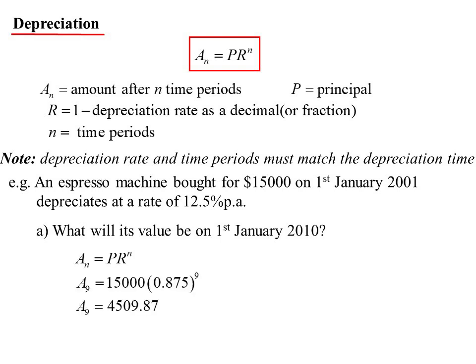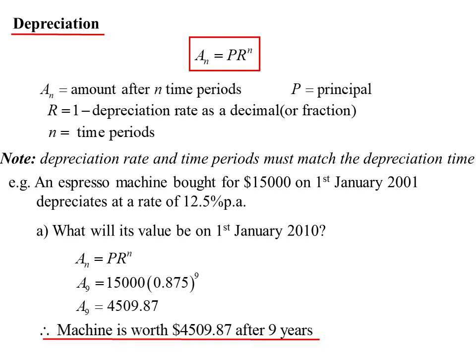2010. Our formula. We have 9 time periods because it's only 9 years. That's why you've got to be careful with these dates. Even though that's 2010 and this is 2001, it's only 9 years because it had all of 2001, then all of 2002, and so it doesn't get 2010 because it's at the start. So the power of 9. Wow, that $15,000 investment in a coffee machine is now worth $4,500. Yeah, well, I suppose 9 years.